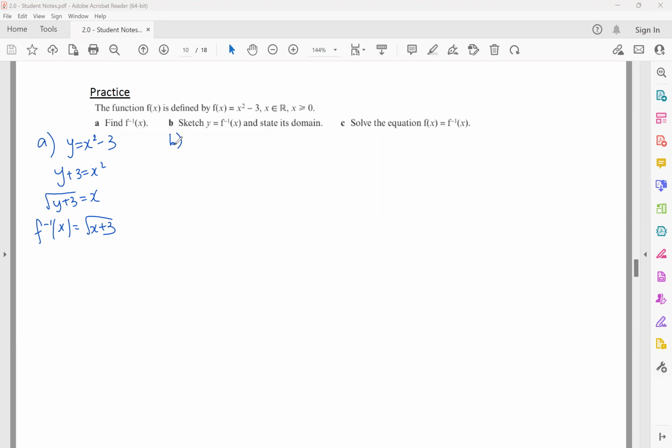Part B, sketch the graph of the inverse and state its domain. Well, we can use the original graph, x squared minus 3, to help us. x squared minus 3 means the graph looks like this, because we're moving the x squared graph down by 3. But because x has to be greater than or equal to 0, we cannot draw this part in. So the graph looks like this, minus 3. But that's y equals f of x.